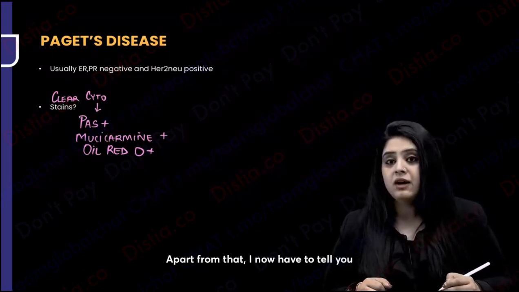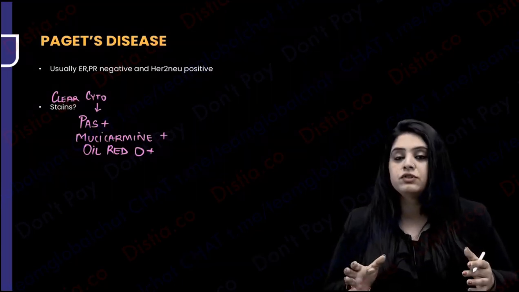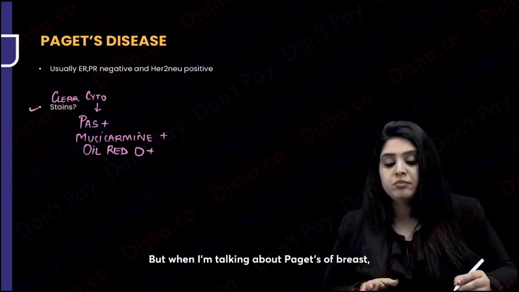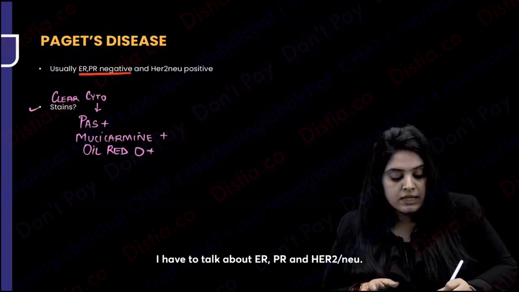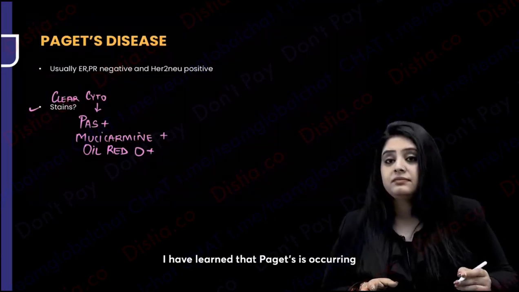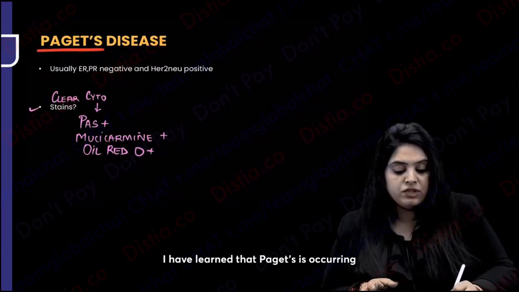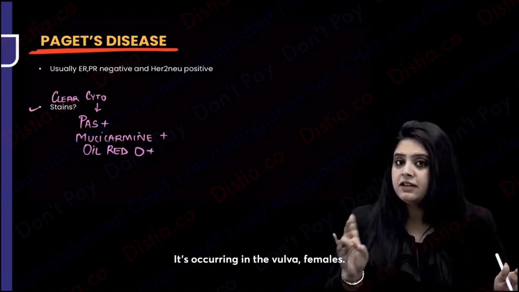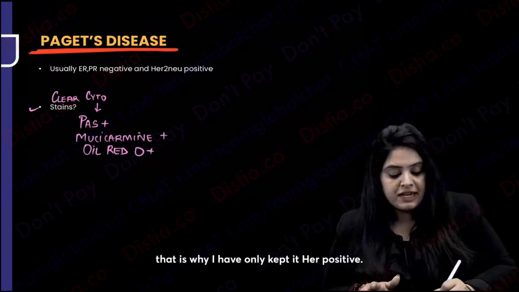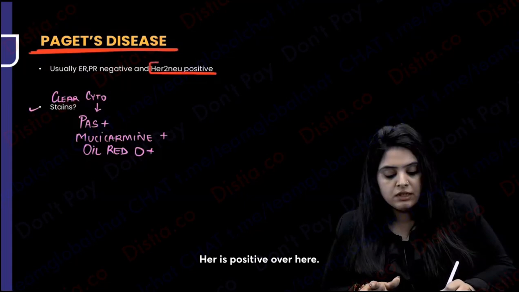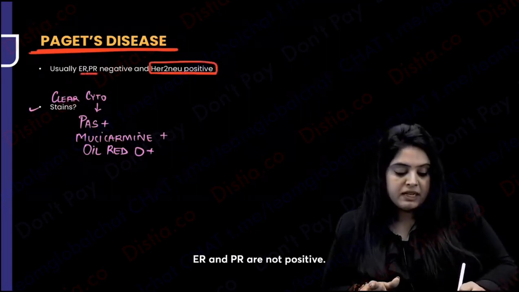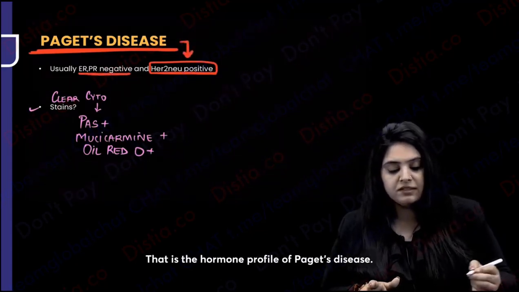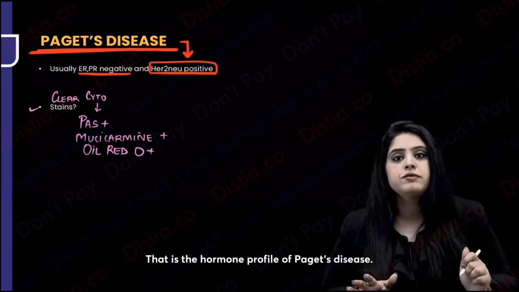Apart from that, I have to tell you, because you're dealing not just with Paget's. When I told you vulva, I only told you these 3 things. But when I'm talking about Paget's of breast, I have to talk about ER, PR and HER2/neu. Remember that Paget's is occurring in all these female things, like it's occurring in the breast, female, it's occurring in the vulva, female. So it's occurring in all female things. That is why I've only kept it HER positive. ER and PR are not positive. ER, PR is negative and HER is positive. That is the hormone profile of Paget's disease.